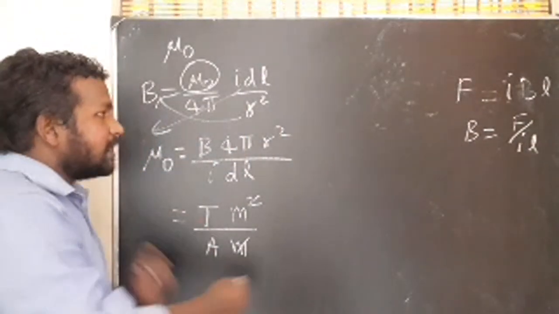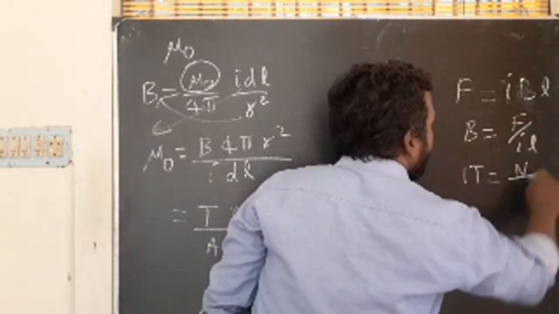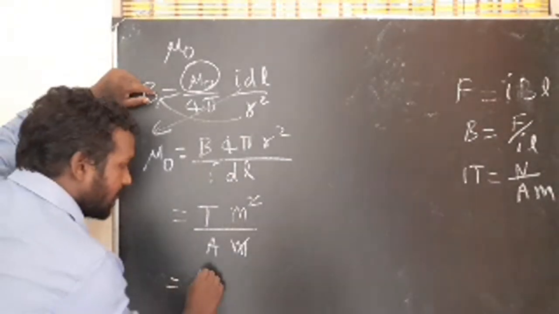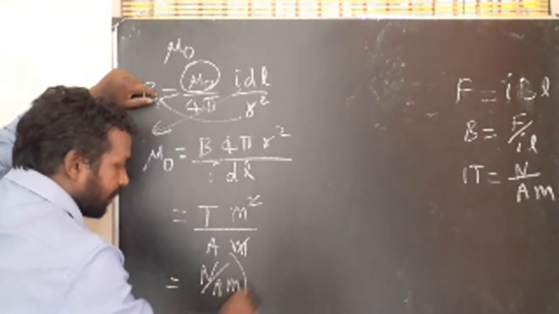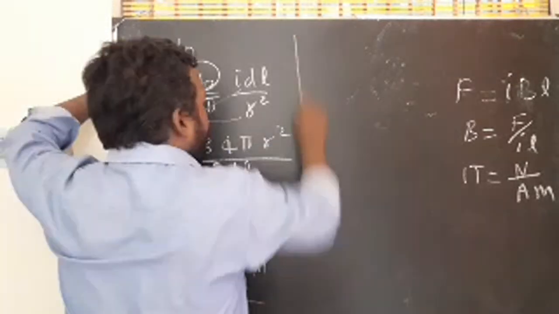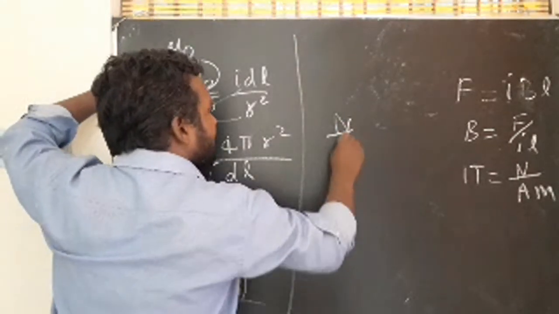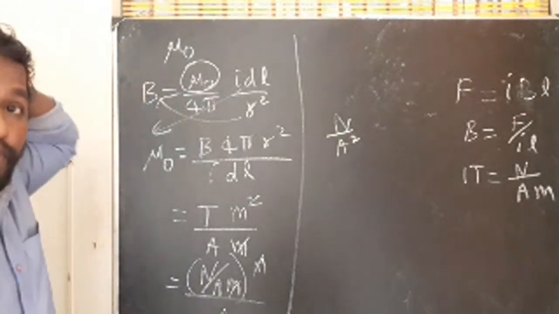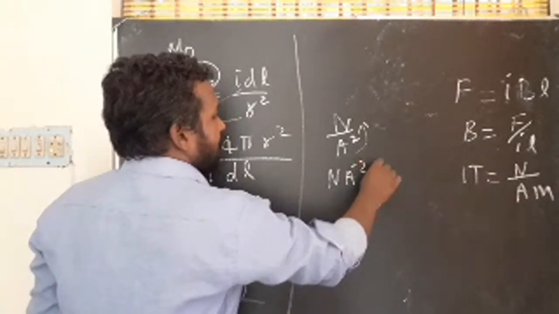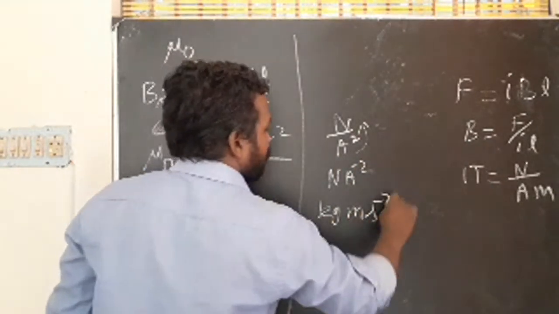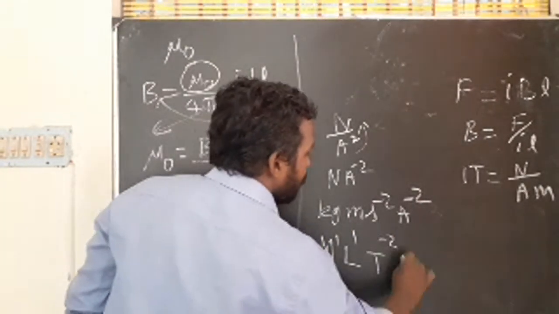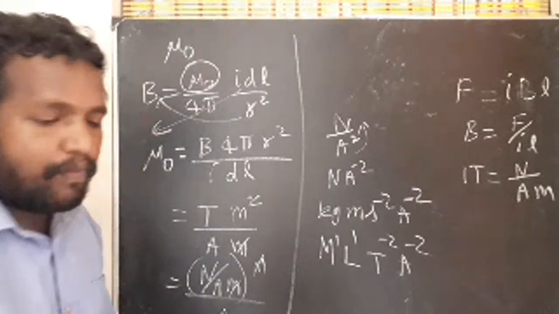So this is called Tesla. One Tesla is Newton by ampere into meter. Current is ampere, length is meter, force is Newton. Dividing by ampere, the meter gets cancelled. So we have Newton by ampere square. Taking the denominator ampere square to the numerator, we get ampere inverse. So Newton ampere minus 2. Newton is kg meter second minus 2, ampere minus 2. The dimensional formula is M power 1 L power 1 T power minus 2 A power minus 2. This is the dimensional formula for permeability.